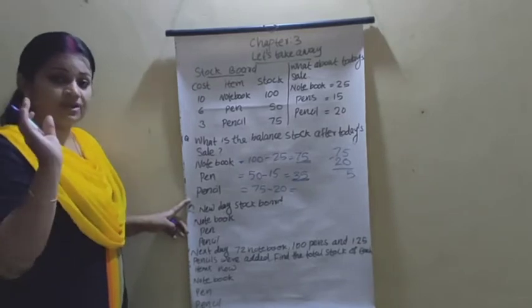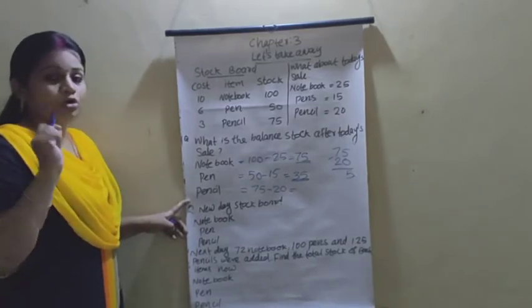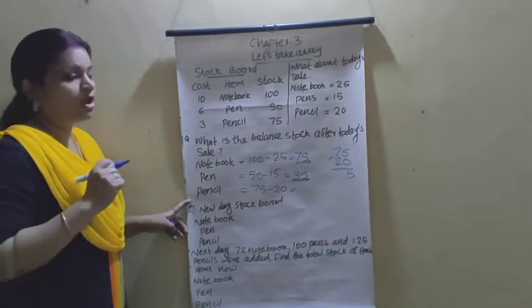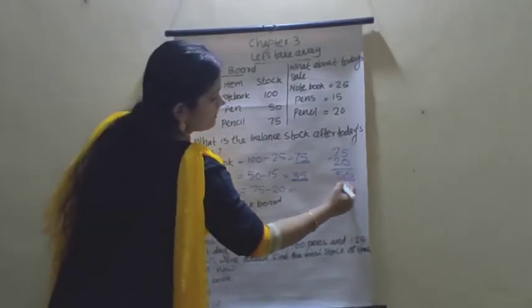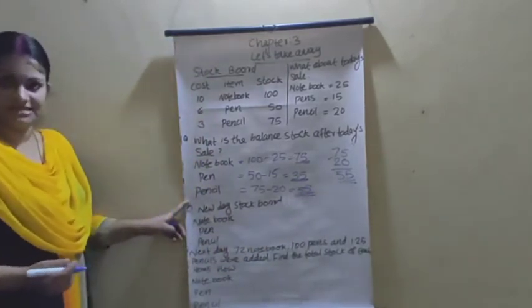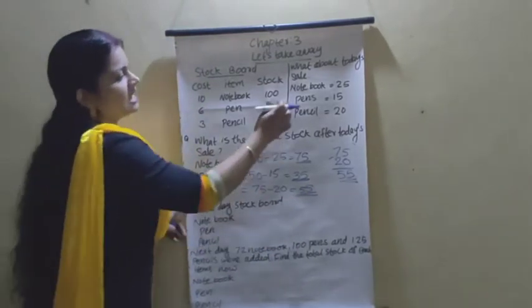All of you take 7 fingers in your hand. Then close 2 fingers. Then count the balance fingers. How many? 5. Then how many pencils are there? The balance is 55 pencils. Then today's sale is given.